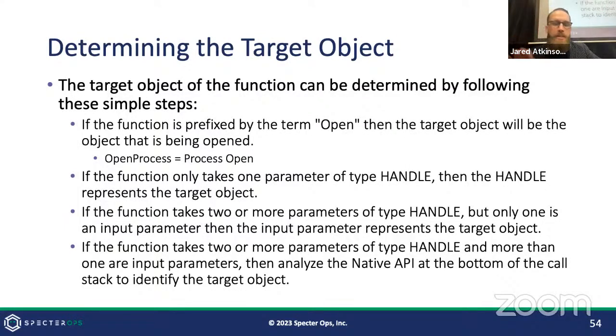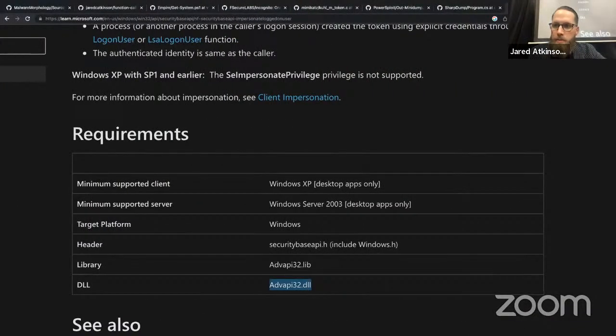the steps for doing this in a more fixed, repeatable process is: if the term begins with open, then the target object will be the object that's being opened, right? So if it's open process, then a process will be the object, right? If the function only takes one parameter of type handle, so you want to look for handles, then the handle usually will represent the target object, right? So one example of that would be, let's see, terminate process. So we'll just look at terminate process.